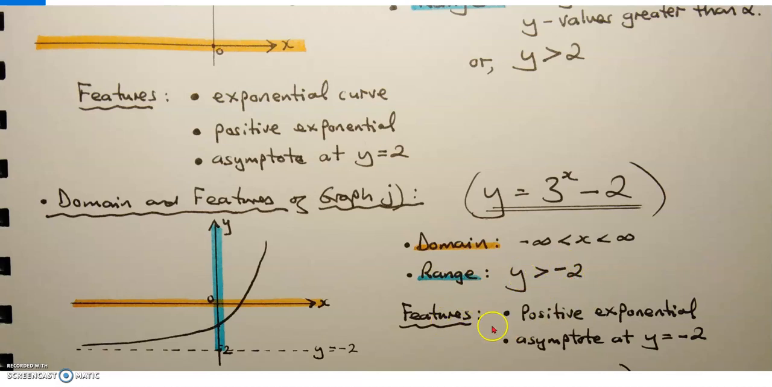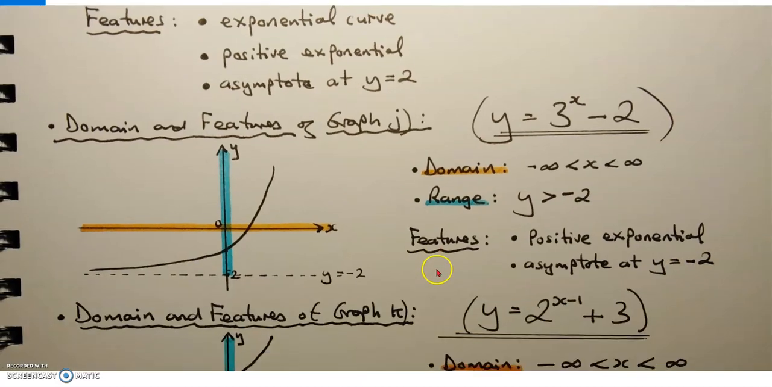Now the features, well, again, it's a positive exponential because as x is getting more positive, y is getting more positive. And it has its asymptote at y equals -2. Okay, next one.